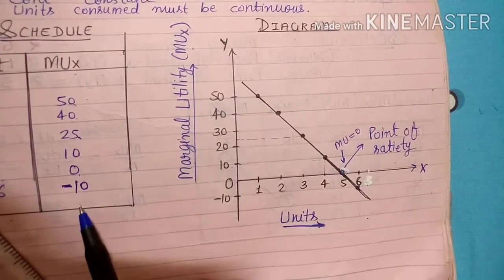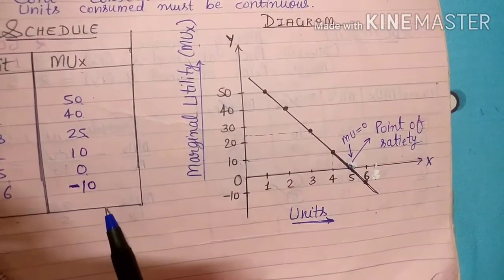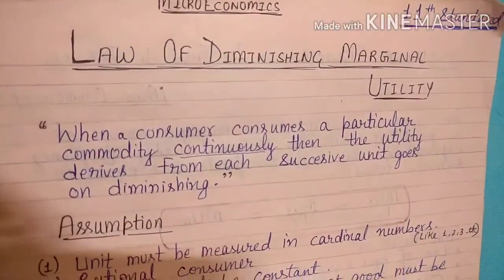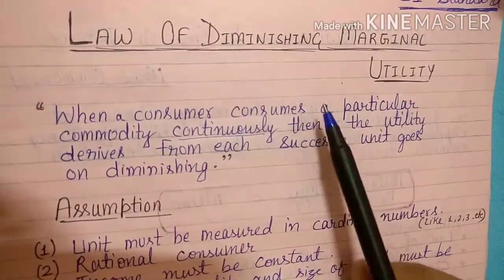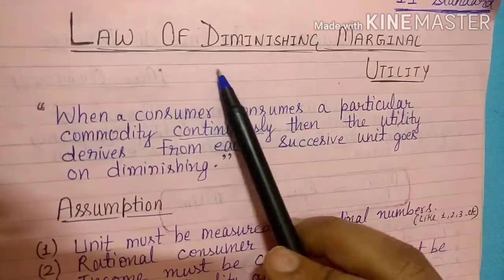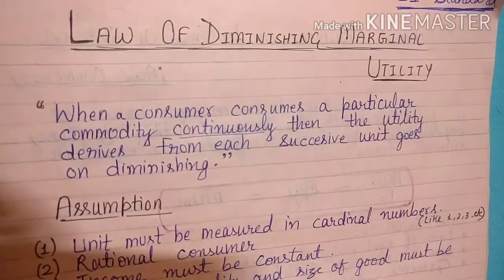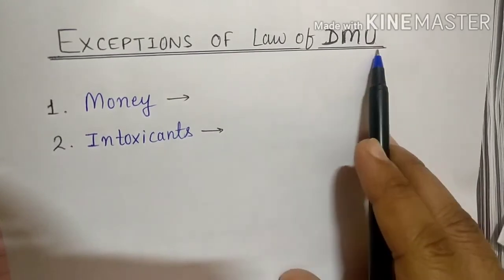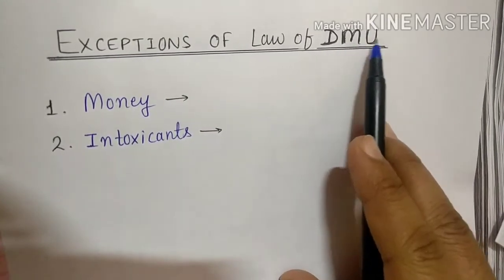So it means we are not getting any satisfaction, but it will put an adverse effect on our health. This is what we call the law of diminishing marginal utility, or law of DMU, as we say in short form also. Okay, clear to you? Now let's talk about some exceptions of the law of DMU.